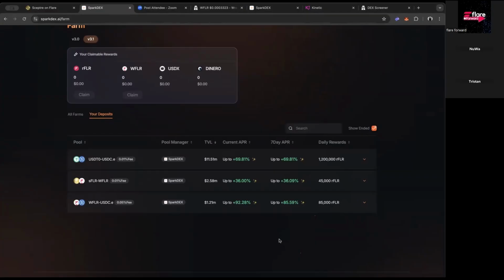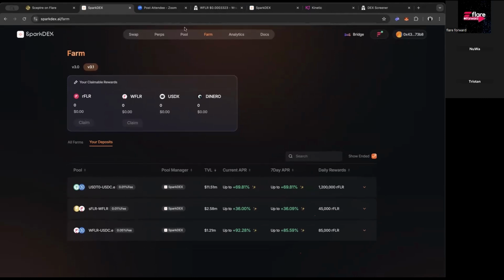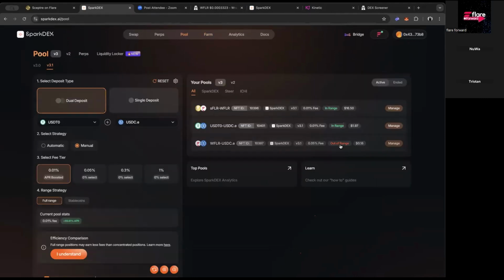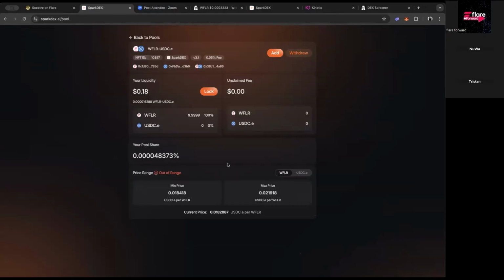So you're making 69% on this pool. Correct. And then go back to Kinetic. That one's out of range, so that one's not making you anything. Or maybe when you actually press it, maybe you're in range again. No, but when we were in this one, it had set out of range. Oh yeah. All right. Doesn't matter.